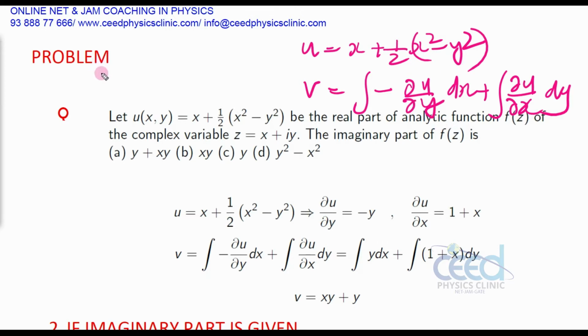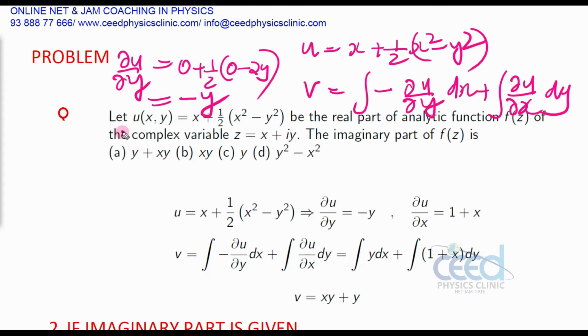What is dou u by dou y? We can substitute the value. With respect to y, this x is constant. So when I am differentiating, x is 0, plus half, x square gives 0, and when you differentiate minus y square you will get minus 2y with respect to y. So the answer is minus y. And what is dou u by dou x? We can find dou u by dou x, that is 1 plus half into x square differentiating gives 2x, y square gives 0. So I can write 1 plus x, right?